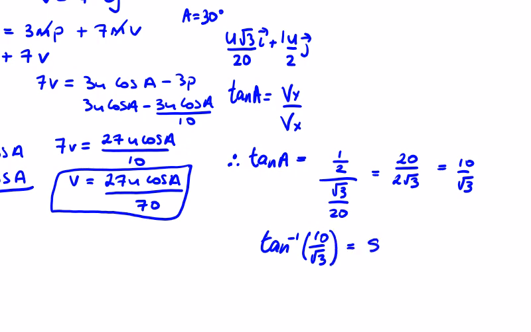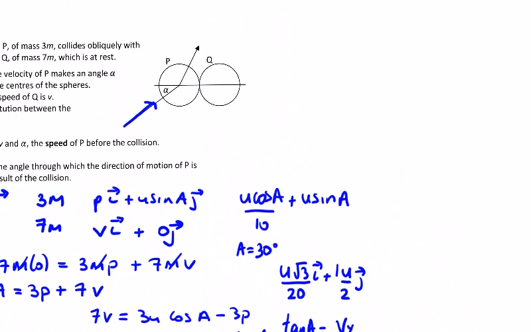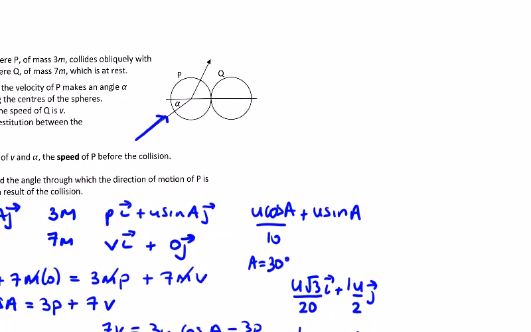The answer is 80.17 degrees. So let's have a look at our diagram. It was coming in at an angle of 30, and it's now going in at an angle of, say, 80. This is 30. We got 80.17. It's been deflected 50.17 degrees.